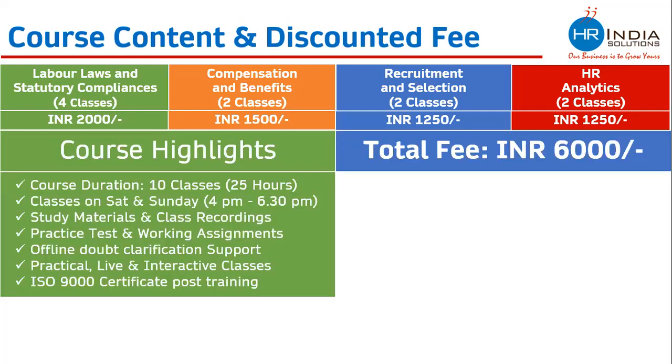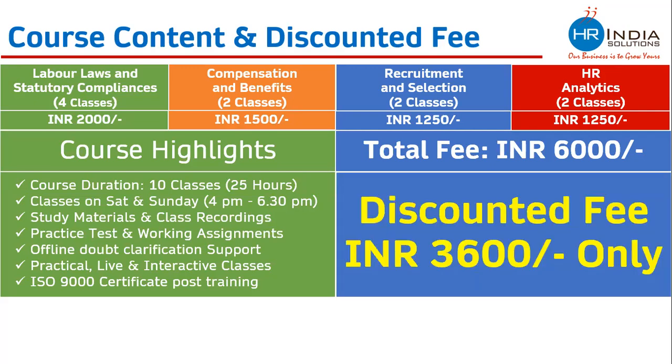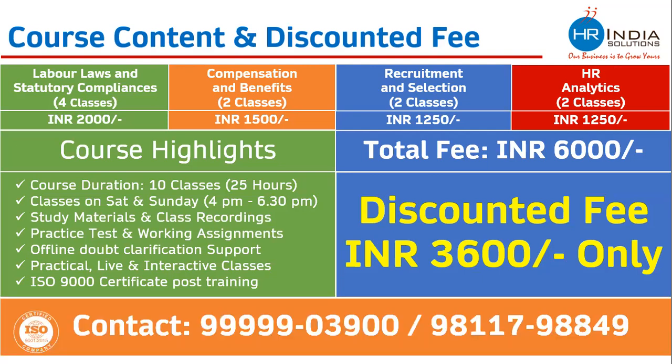So we have seen that there are 4 modules. These are the courses I did. If you add them up, the total fee is coming to 6,000. Anybody who is going for the entire course gets a huge discount, and the entire course can be done at a nominal fee of 3,600. These are my numbers, which I would be sharing with you.